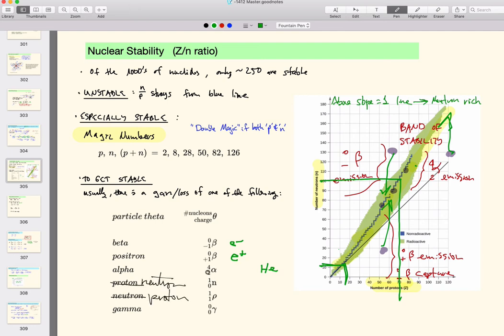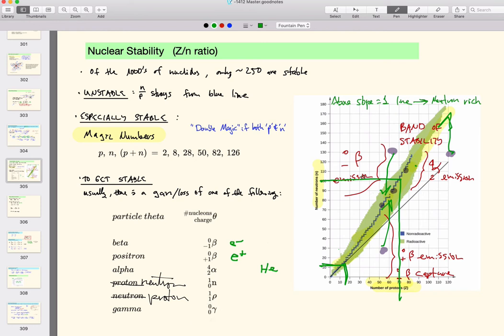The next species on the list is our old friend, the neutron. And that has what? A mass of 1 and a charge of 0. And yet another familiar face, the proton, which has what? A positive charge of 1, and it also has a mass of 1 AMU. And finally, there's this thing called gamma. It has no charge and it has no mass. It is essentially raw energy.